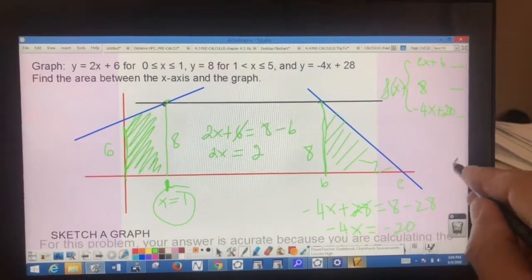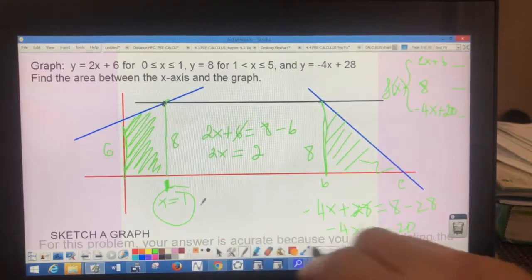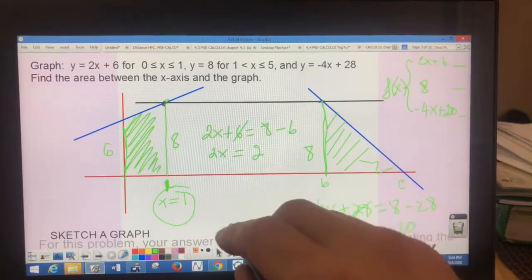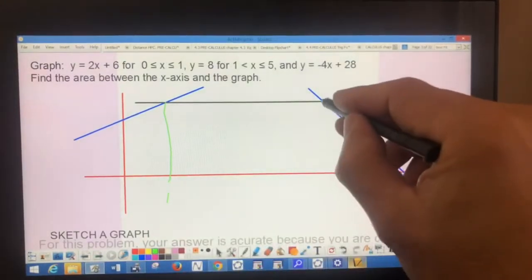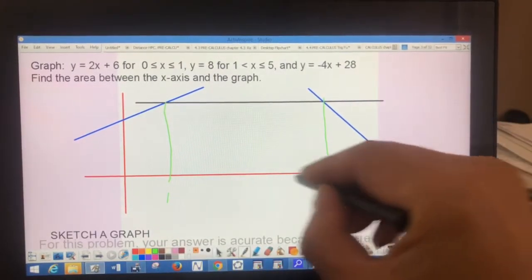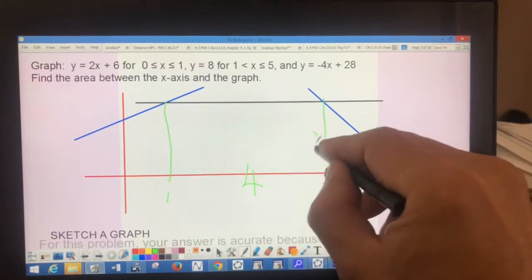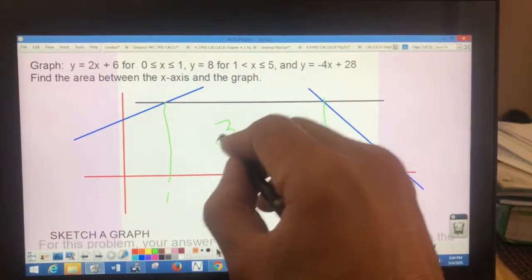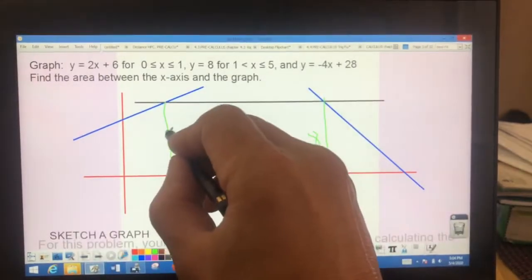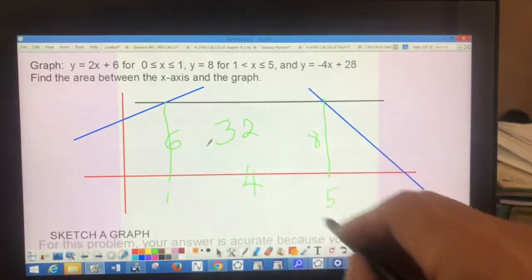Just keep that in mind. Erase all that. So I got 1 and 5. So here's 1, here's 5. So this gap is 4. This height is 8. So you got your 4 times 8. That area is 32. Here's your 6. Oh no, your 8. I'm sorry.